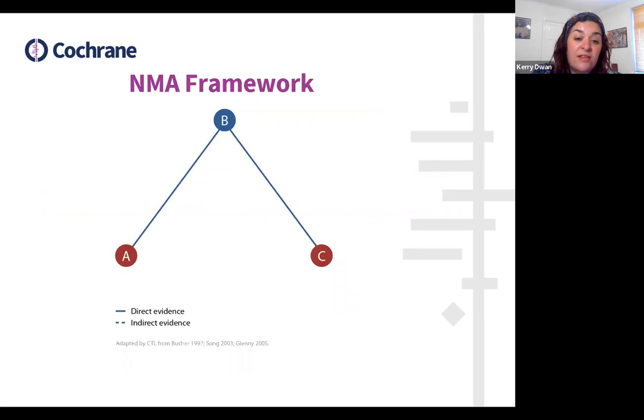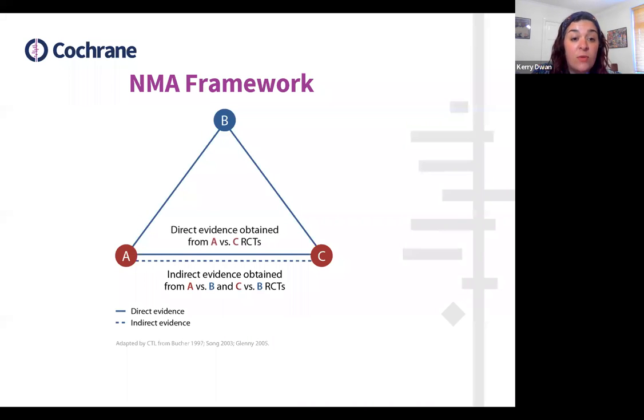So thinking about the simplest network meta-analysis, we have one trial that compares treatment A versus B, and another that compares treatment B versus treatment C. So to give us indirect evidence via treatment B, we can compare treatment A and treatment C. There may be also trials that compare A to C head to head as well. So we could have direct evidence of A versus C. So we can combine the direct evidence and the indirect evidence to obtain a combined or mixed treatment effect. So this will be the result of the network meta-analysis.